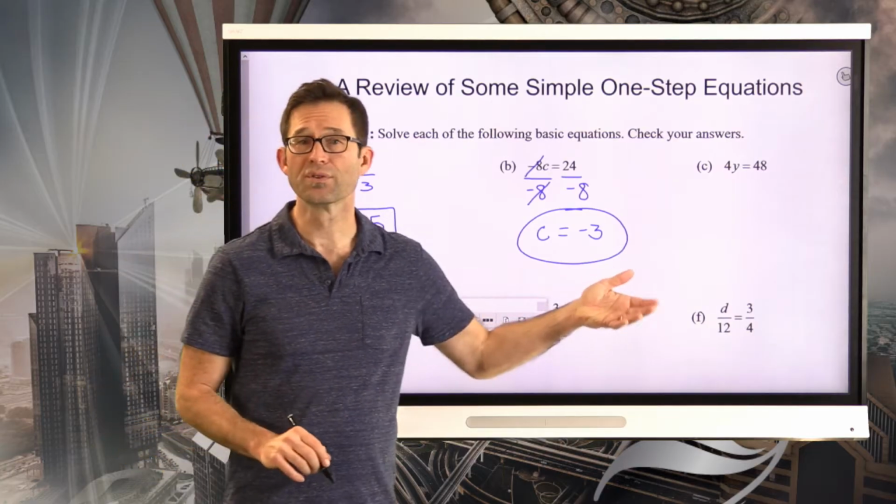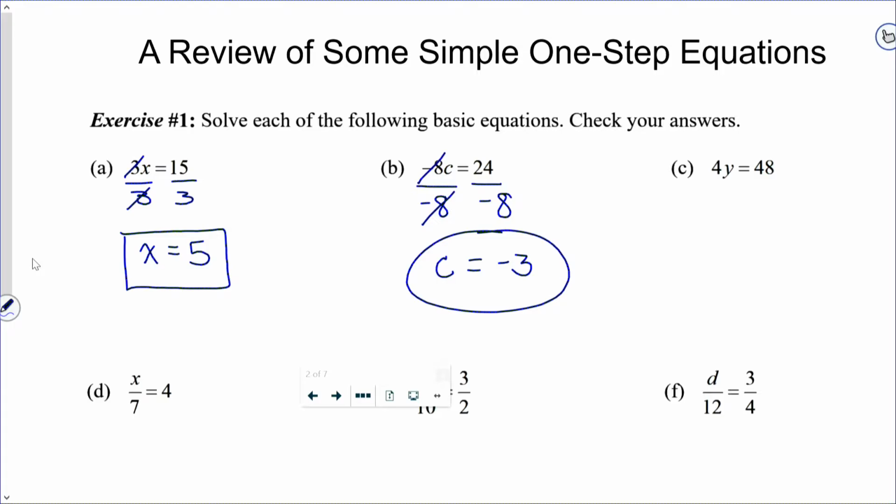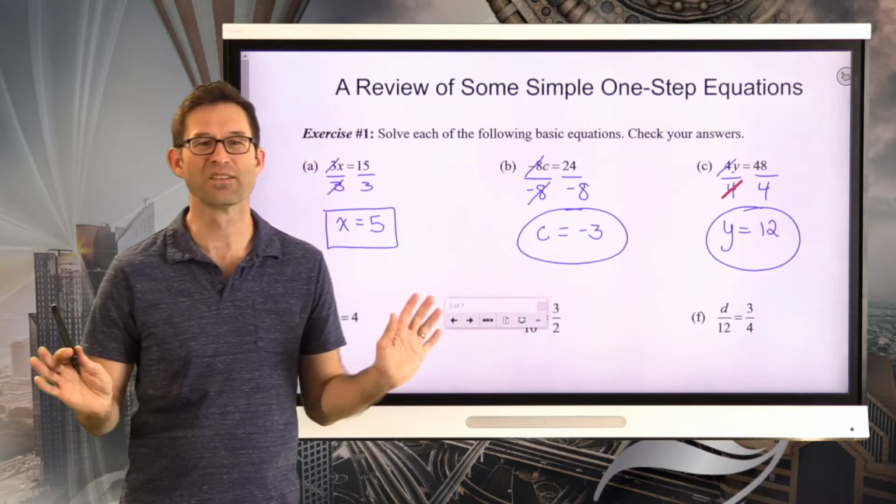All right, letter C, same idea. I have 4 times y is equal to 48. In order to isolate the y, I'm going to divide both sides by 4. 4 divided by 4 is equal to 1, and our mysterious red pen makes a visit. 48 divided by 4 is equal to 12. No idea, it just comes out of nowhere.